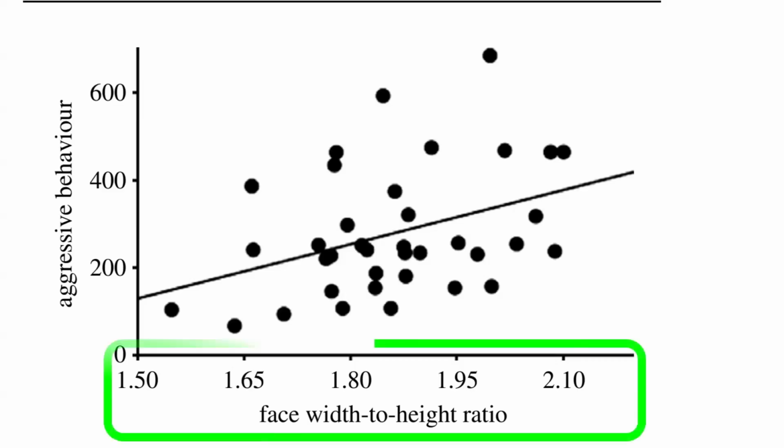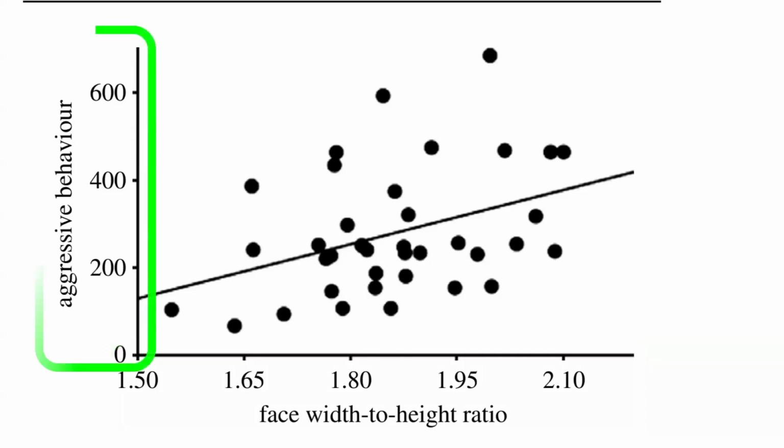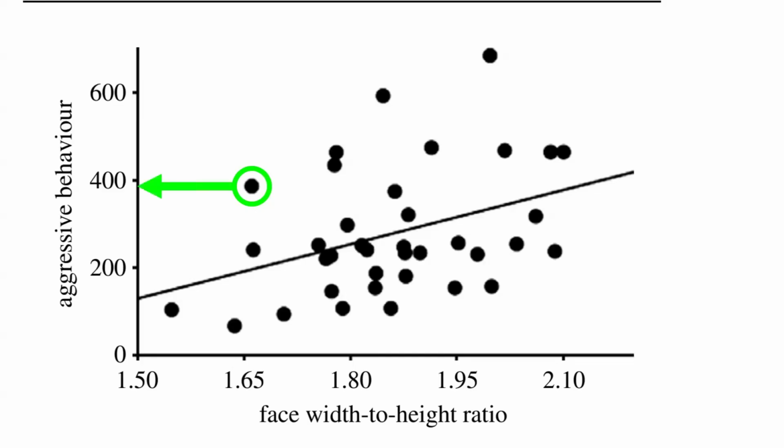But basically, on the x-axis here, you have one quantitative variable. That's the face width to height ratio. And then on the y-axis over here, you have another quantitative variable. That is the aggressive behavior score. Each of these dots represents a particular individual. So that dot right there is one of the males that participated in this experiment, and those are his aggression scores. He almost scored a 400 on that aggression scale, and he has a face width to height ratio of just over 1.65.